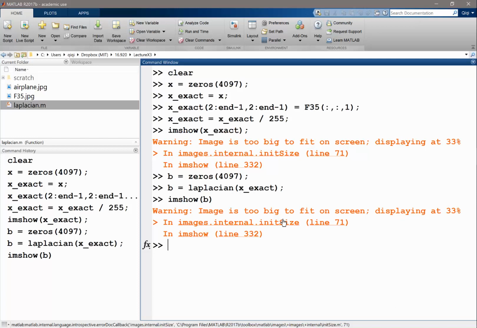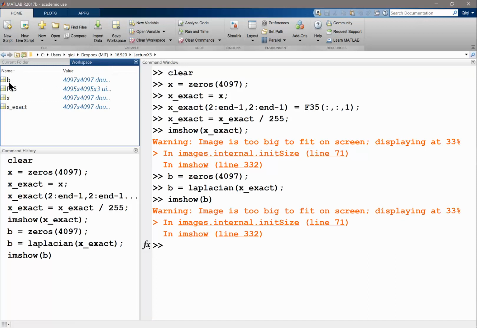Okay, so now we have a problem, right? Our B is the right-hand side. And from now on, let's delete our X and pretend we don't know the exact solution. We want to use an iterative method to solve that. So, Jacobi and Gauss Seidel.